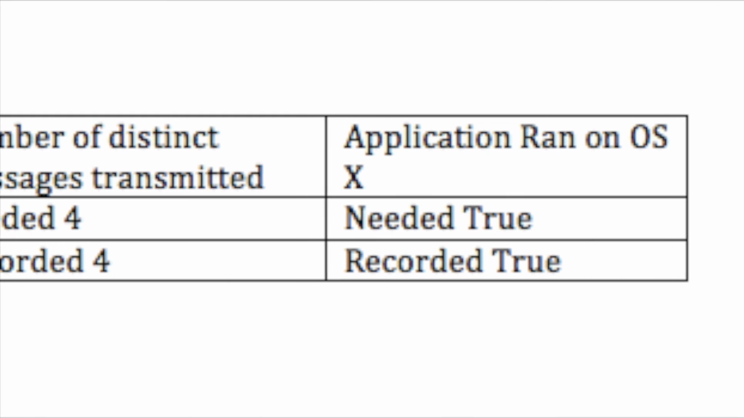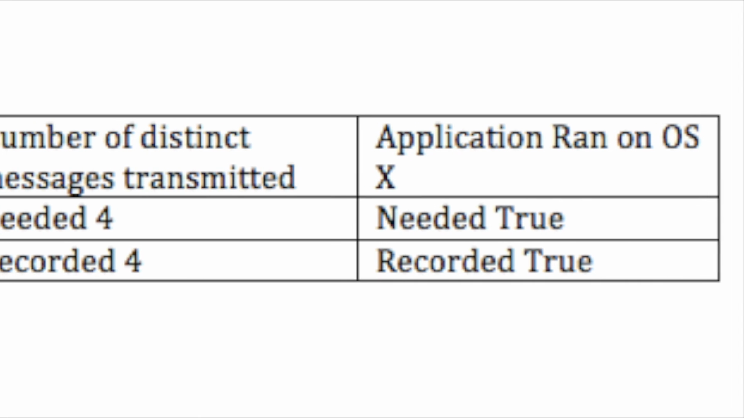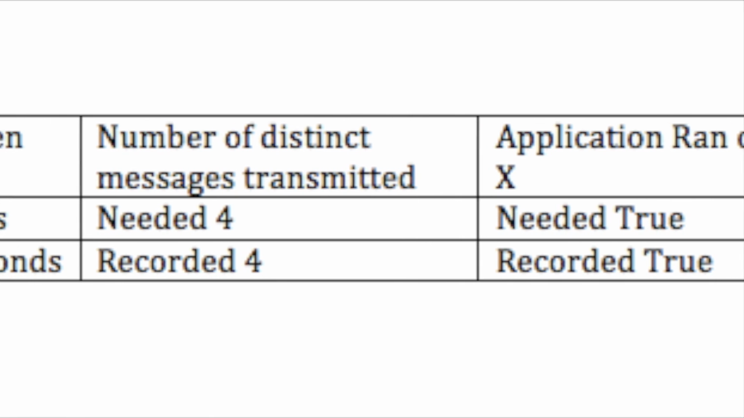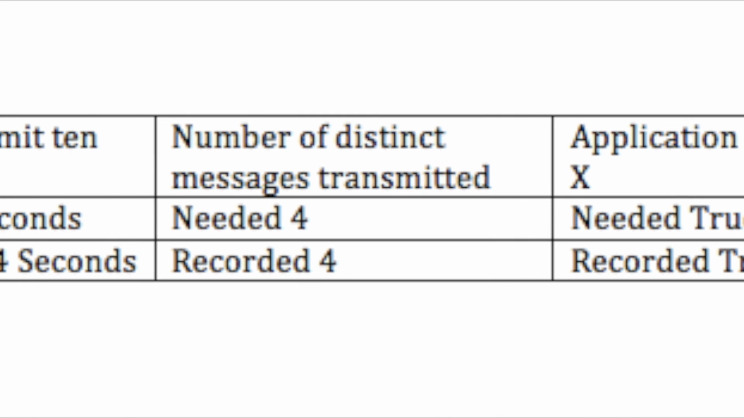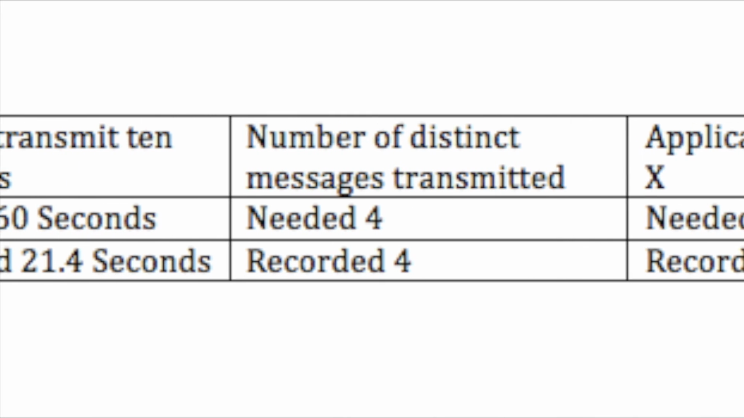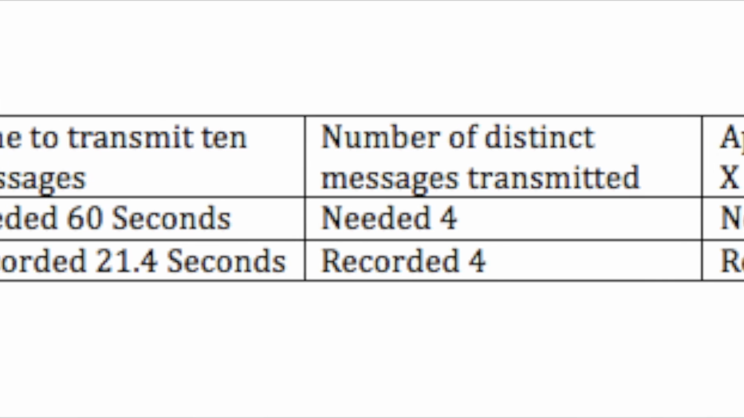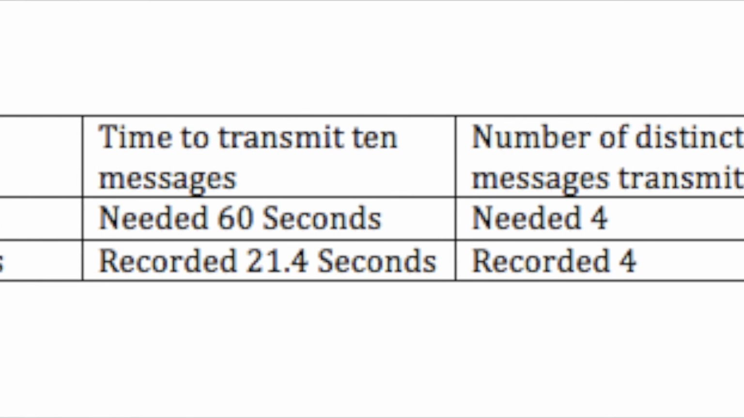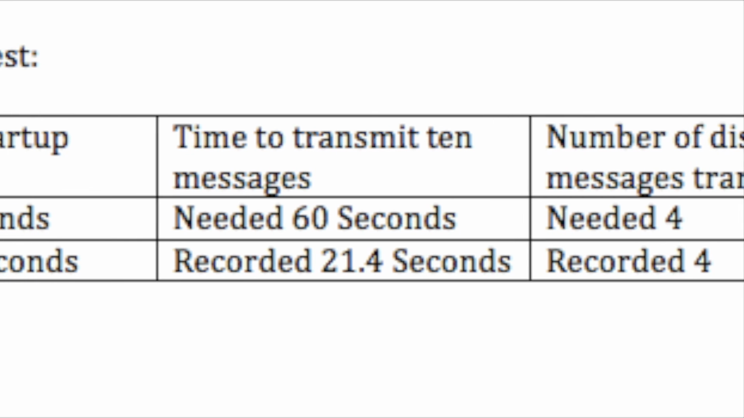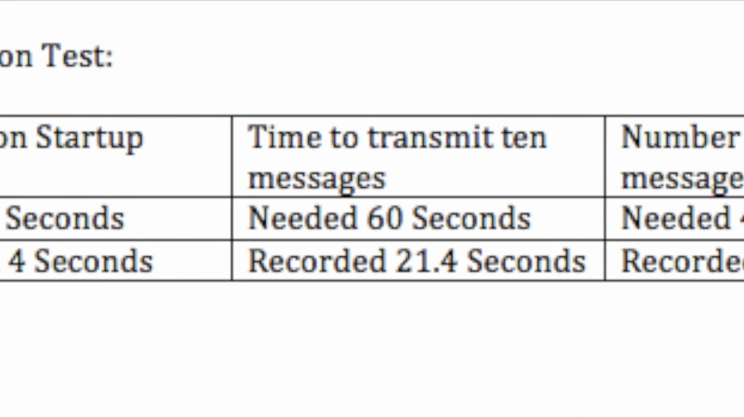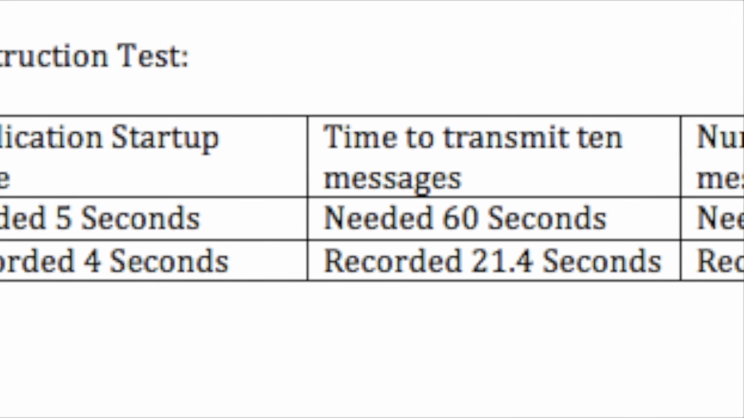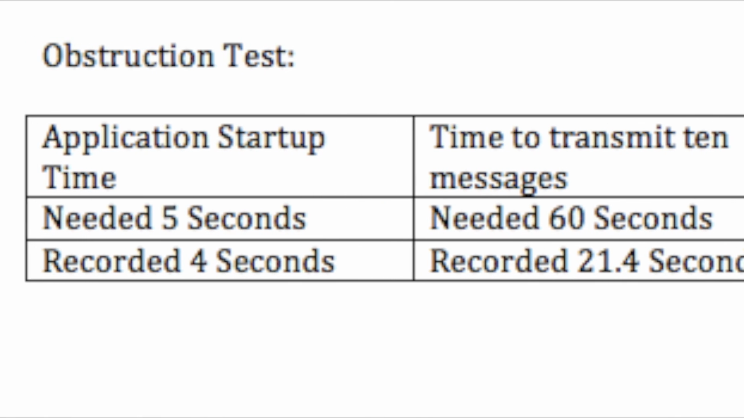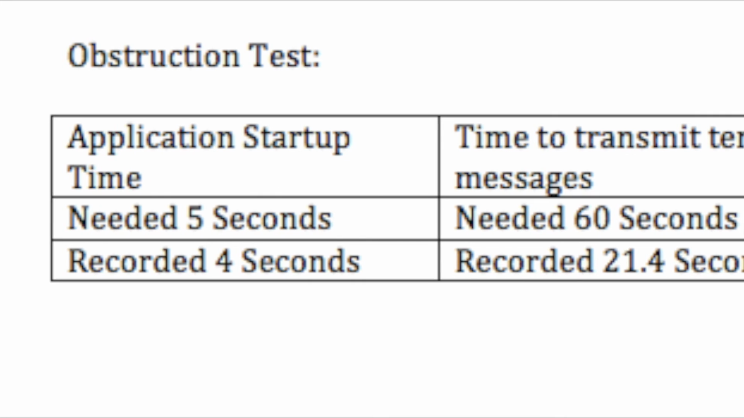When testing this application's ability to transmit messages through a closed door, we needed to observe the same qualities as before. This time we saw that the application started up in 4 seconds, that it took 21.4 seconds to transmit 10 messages, that 4 distinct messages were transmitted. The application once again ran on OS X. This block has met its past conditions during testing, and its interfaces can be confirmed to be functioning properly.